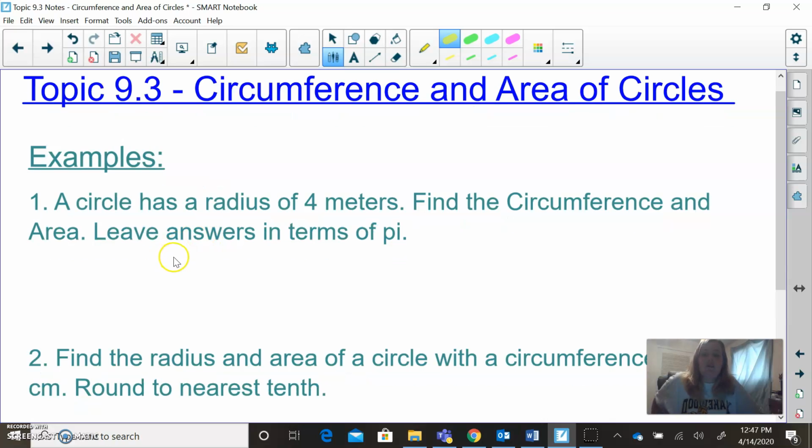So examples. A circle has a radius of 4 meters. Find the circumference and area. Leave answers in terms of pi.